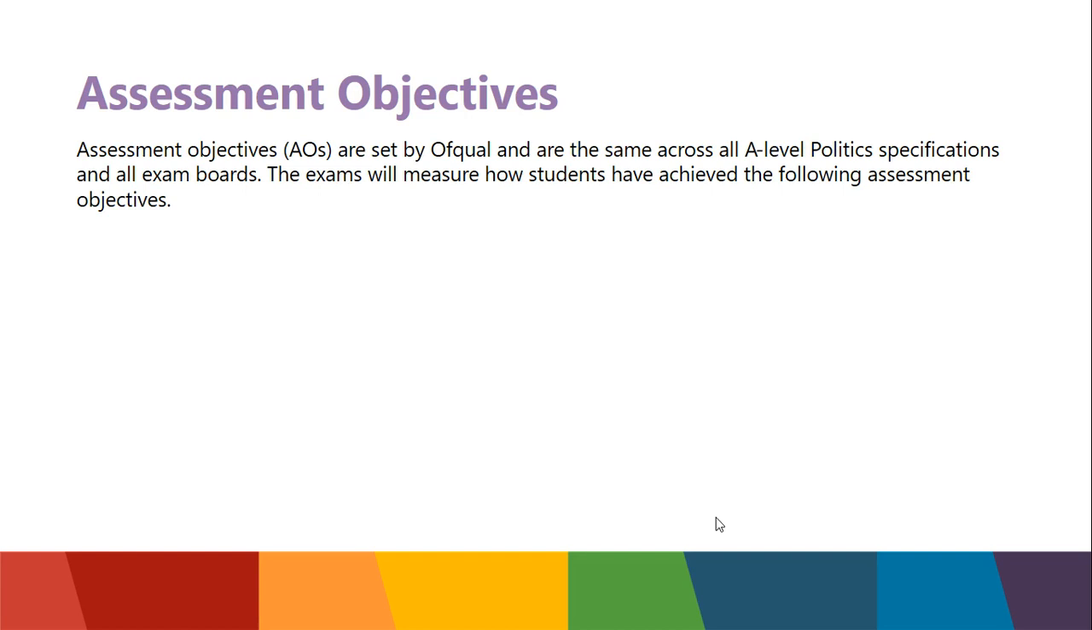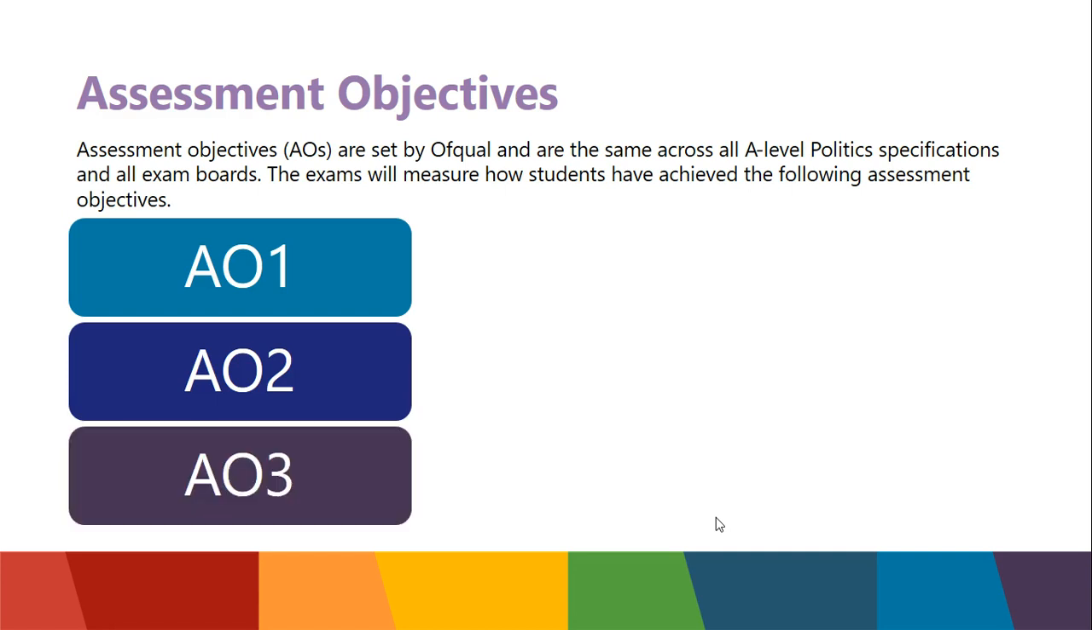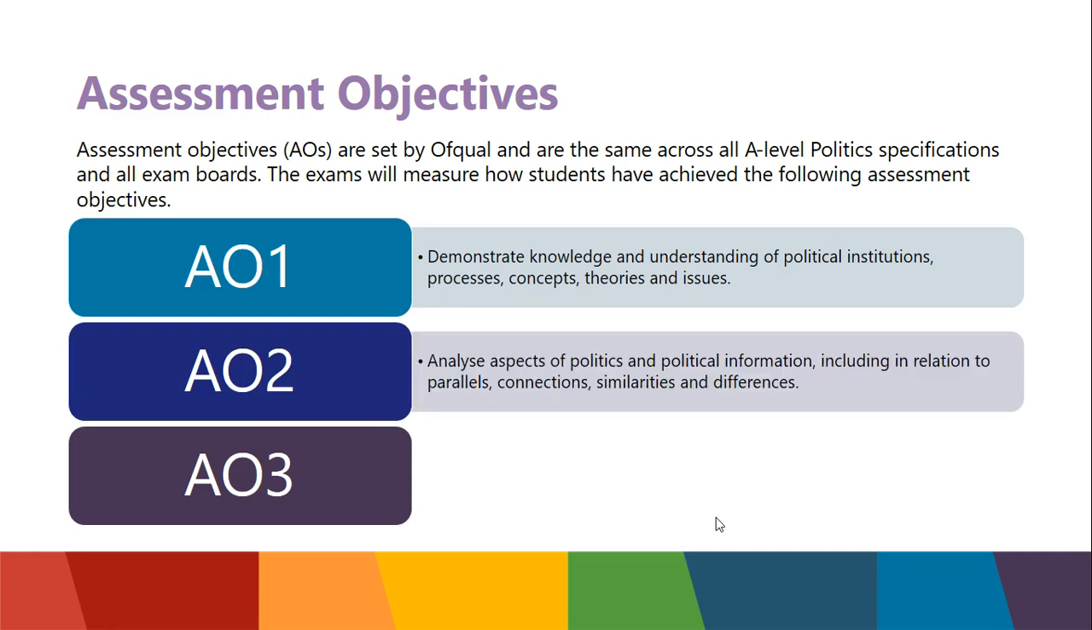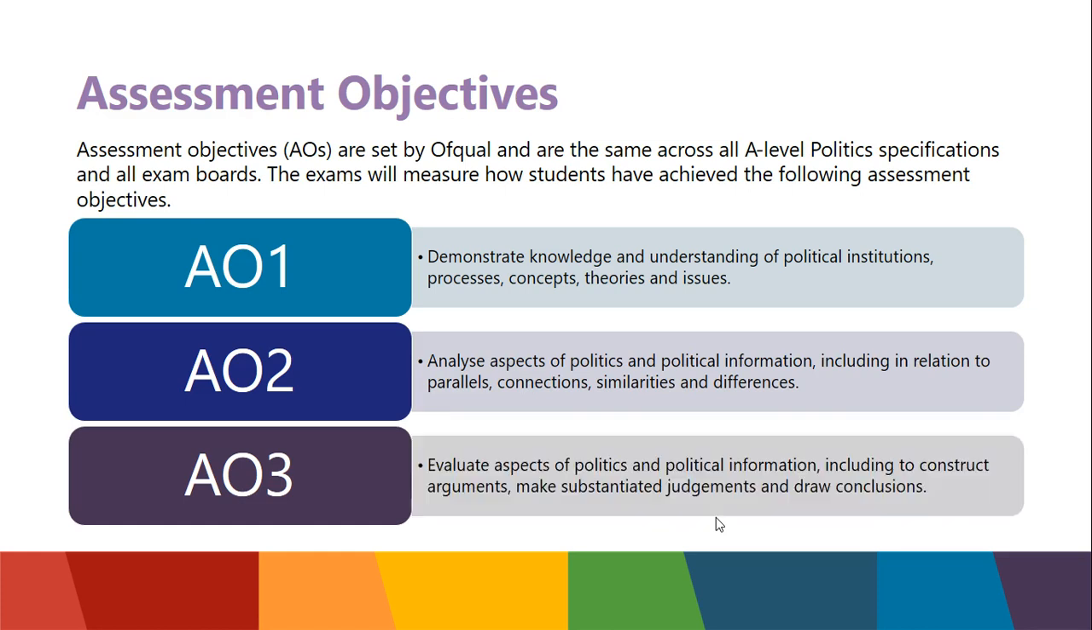The assessment objectives for the course are set by Ofqual, and it's the same across all A-Level Politics specifications and across all exam boards. And these will measure how you've achieved the following assessment objectives: AO1, AO2, and AO3. AO1 is you demonstrating your knowledge and understanding of political institutions, processes, concepts, theories, and issues. AO2 is for you to analyse aspects of politics and political information, including in relation to parallels, connections, similarities, and differences. And AO3 is to evaluate aspects of politics and political information, including to construct arguments and make substantiated judgments and draw conclusions.